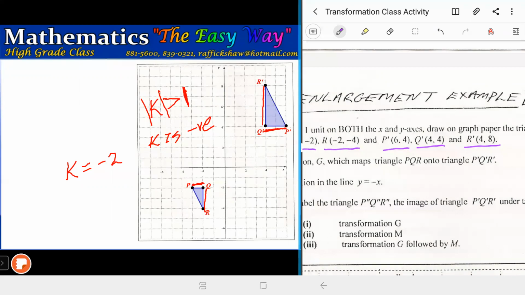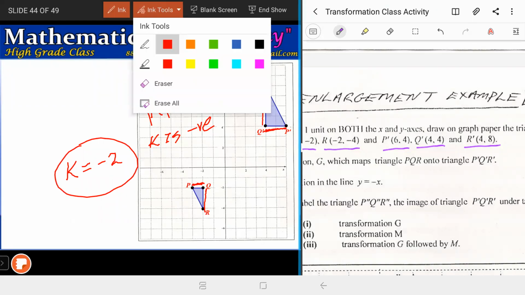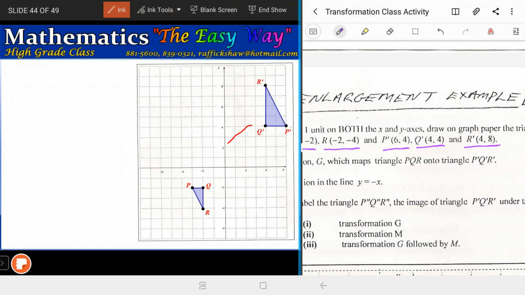It's an enlargement with a scale factor of negative 2. So the only thing we don't know yet is the center, and the center is the easiest thing to find, because all you have to do is join the corresponding points. We also know that the center is going to be somewhere between them.